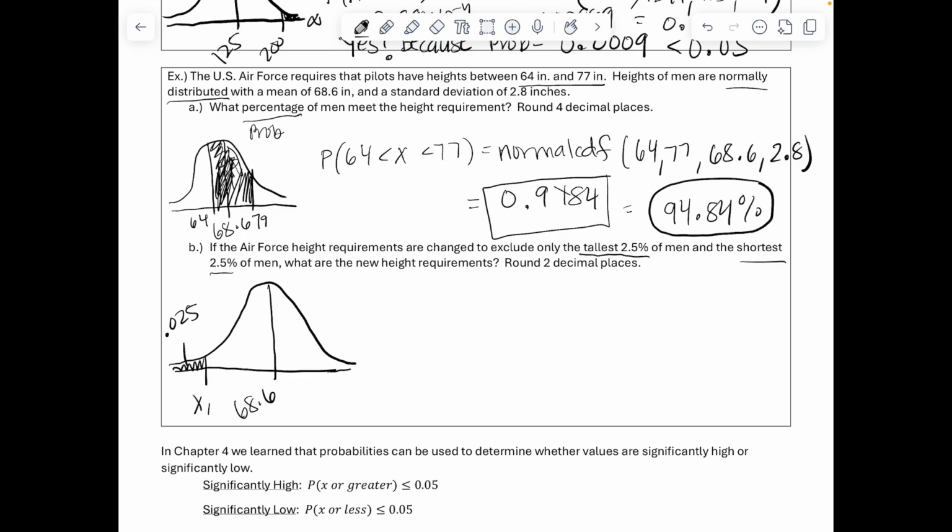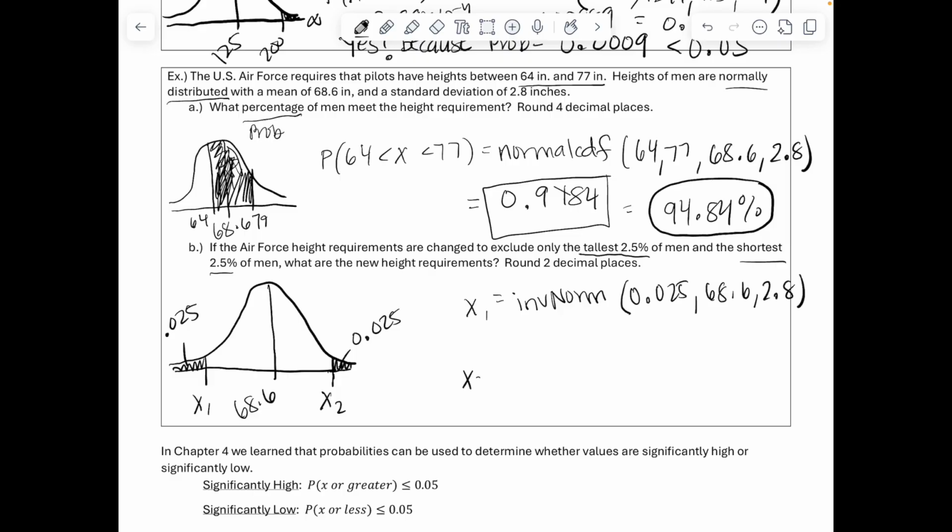And the tallest 2.5%, I'm going to call x2. And that's equal to 0.025. We're excluding them. So in order to find that value of x1, we need to use inverse norm. Remember, it's area to the left, and we know that 0.025. The mean, which is 68.6, and standard deviation, which is 2.8.